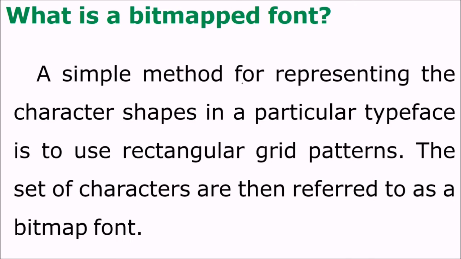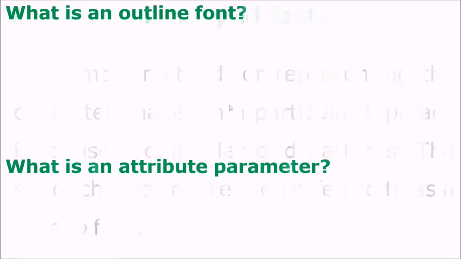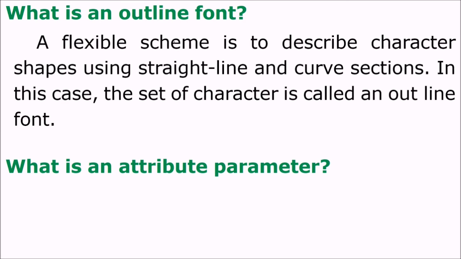What is a bitmap font? A simple method for representing the character shapes in a particular typeface is to use rectangular grid patterns. So the set of characters is then referred to as the bitmap font. What is an outline font? A flexible scheme is to describe character shapes using straight line and curve sections. So in this case, the set of characters is called an outline font. Did you understand? We employ a flexible scheme to describe character shapes using straight line and curve sections.